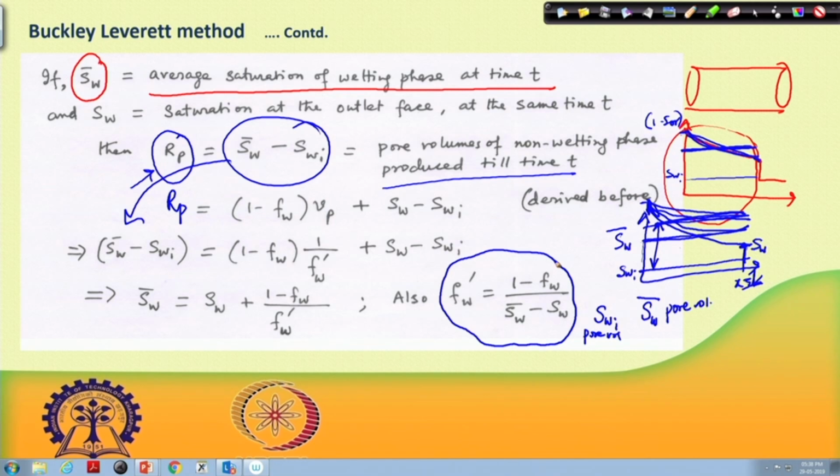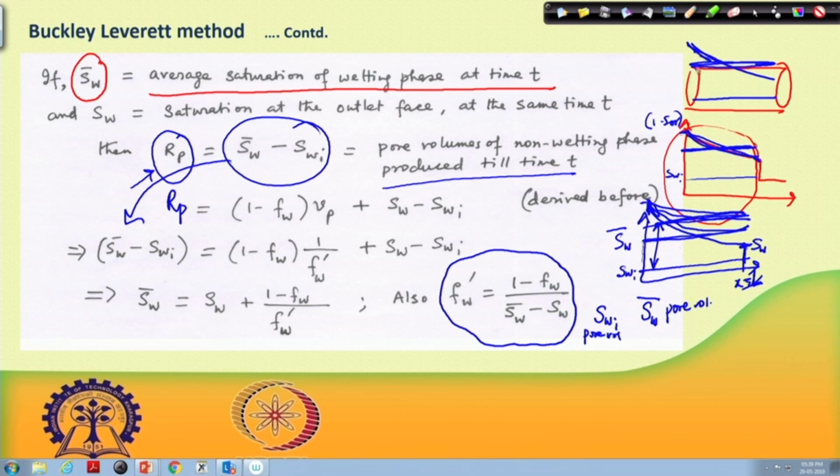So, let me recapitulate quickly what we are talking about here. Number 1, we now defined a concept called SW bar, which is the average saturation existing over the pore space. Initially I have SWI everywhere, interstitial water saturation, but when I continuously injected water, I created a saturation profile, and I can always get an integral average of that and find out what the average saturation is.